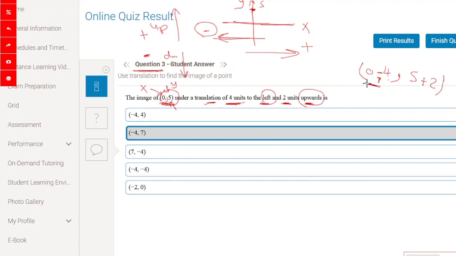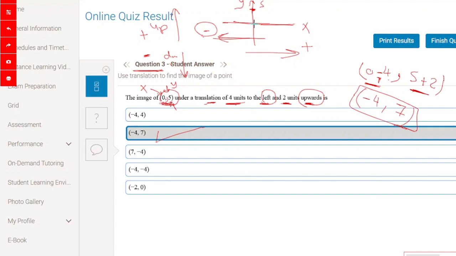Now 0 minus 4 will be minus 4, and 5 plus 2 will be 7. So the image of point (0, 5) under a translation of 4 units to the left and 2 units upwards would be (-4, 7). Okay, now let's do it in the graph.